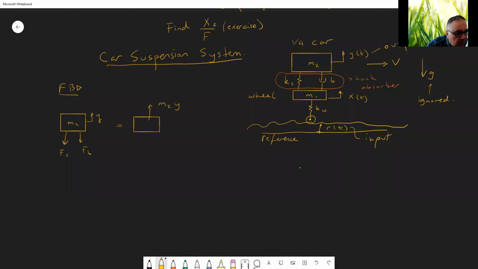And 2y double dot. And for the first mass, M1, you have the Fs and Fp like this. There is the Fw. This is equal to M1 x double dot.